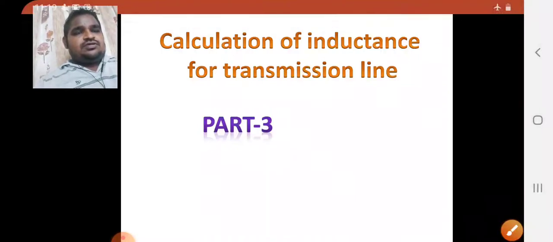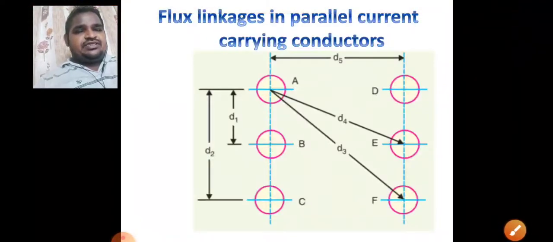Okay. So in the previous class, we derived the expression for the inductance of the transmission line. That is, we considered a three phase transmission line, and we derived the expression for when the three lines are symmetrically spaced.